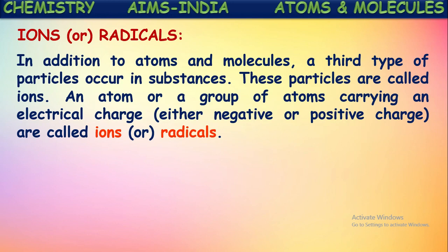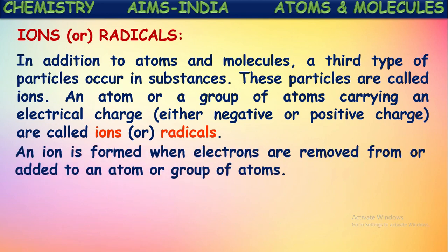Generally, if a single atom is carrying a charge, either positive or negative, then it is said to be an ion. And if a group of atoms is carrying a charge, either positive or negative, then they are said to be radicals. But both represent charged particles only. There is no difference. An ion is formed when electrons are removed from or added to an atom or group of atoms.